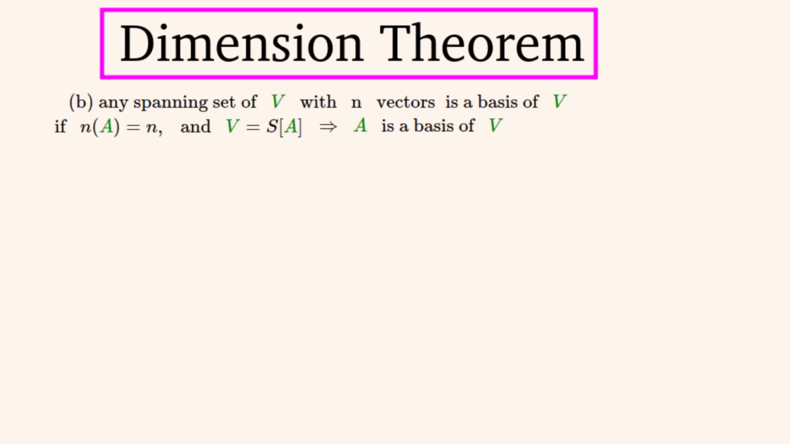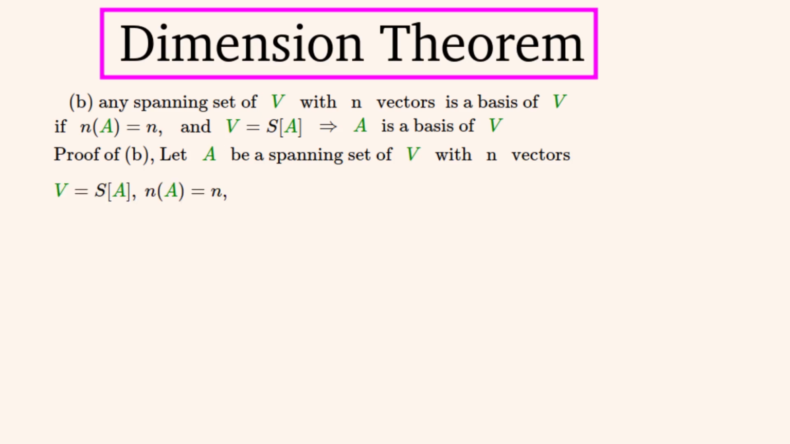Now to prove the second part of the theorem, that any spanning set of V with n vectors is a basis of V. We'll let A be this vector that is going to be a basis of V according to this theorem. So A will span this vector space and have n vectors. And we can write this statement down in math notation. So we're required to prove that A is linearly independent. This will be enough to prove that it's a basis of V, because we already know that A spans V.